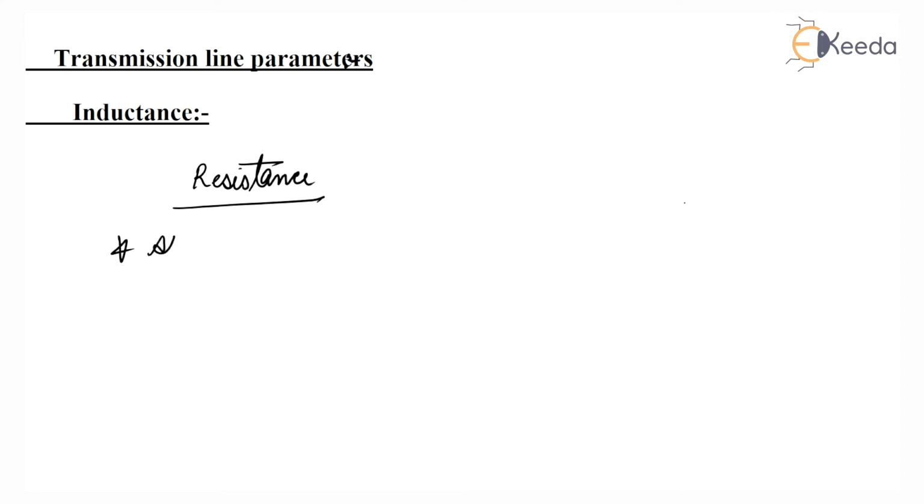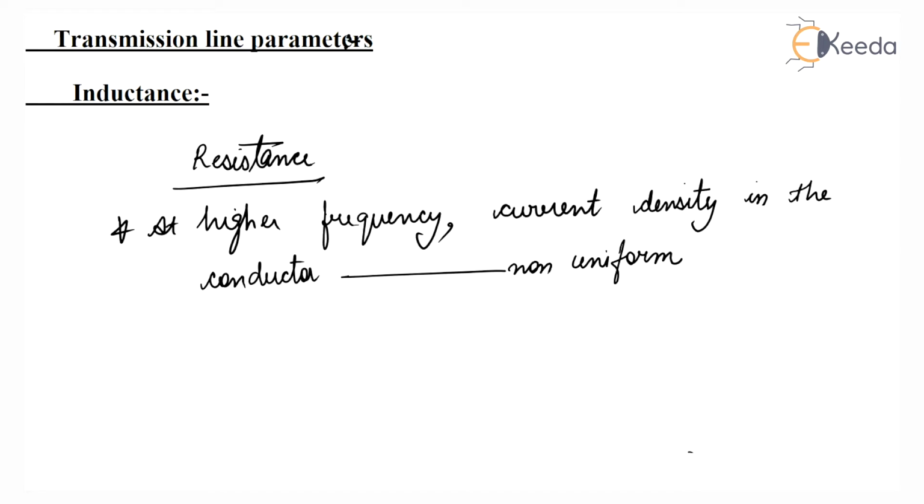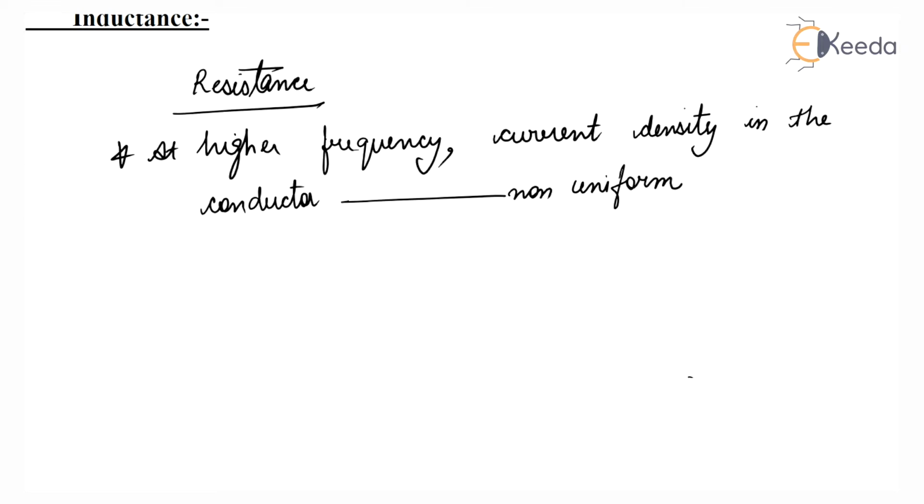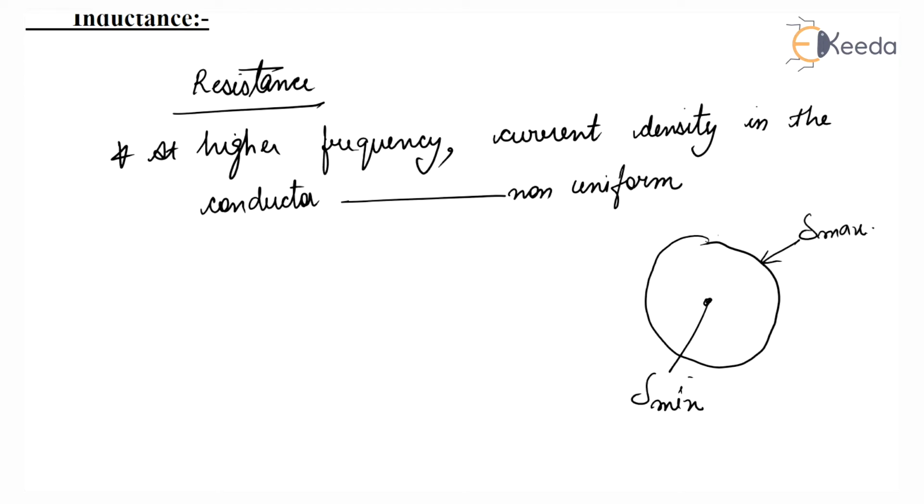That at higher frequency, current density in the conductor is non-uniform, which means it is more at the surface of the conductor and less at the center of the conductor. Suppose this is the conductor, this is the center of the conductor. So current density is less or minimum at the center of the conductor, and this is the surface of the conductor. It is maximum or more at the surface of the conductor.